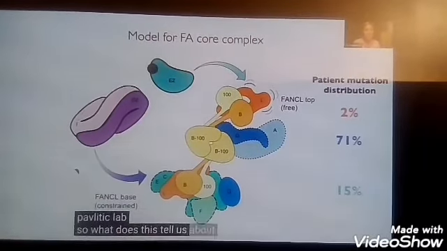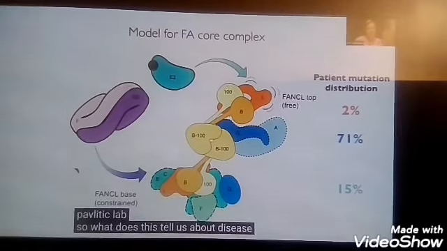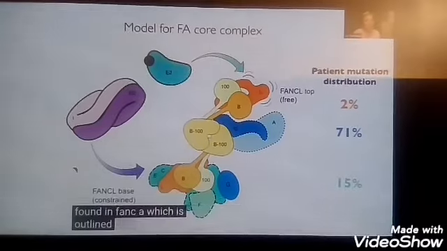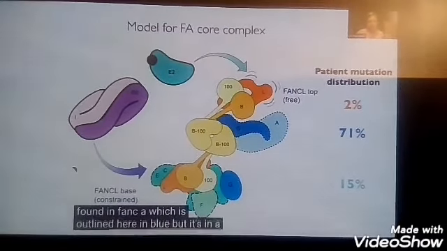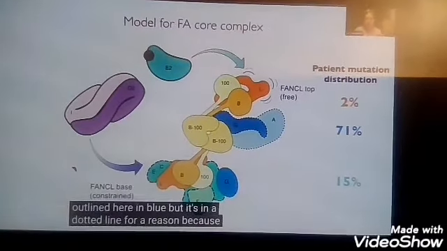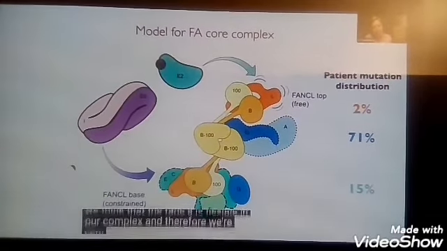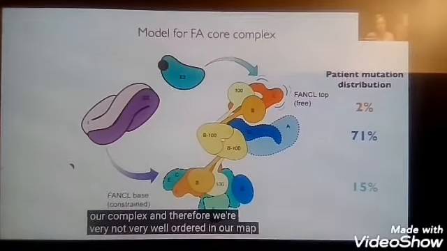So what does this tell us about disease? Most of the FA patient mutations are found in FANC-A, which is outlined here in blue. But it's in a dotted line for a reason, because we think that the FANC-A is flexible in our complex and therefore not very well ordered in our map.